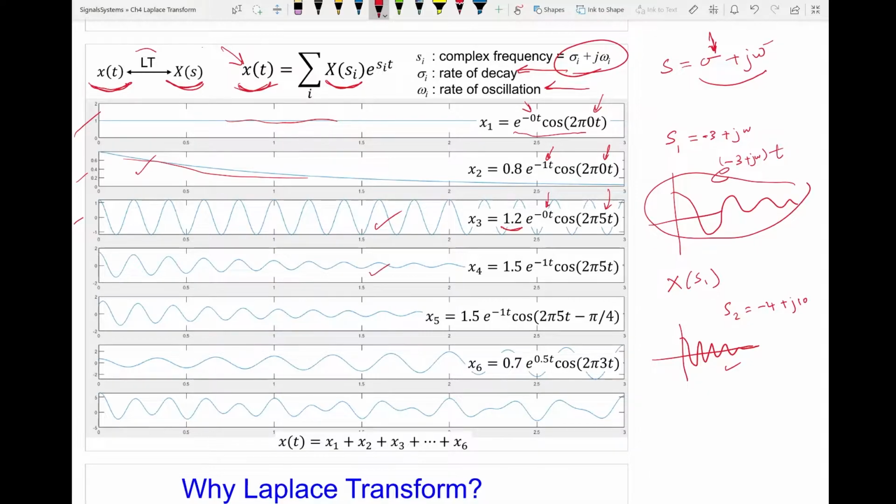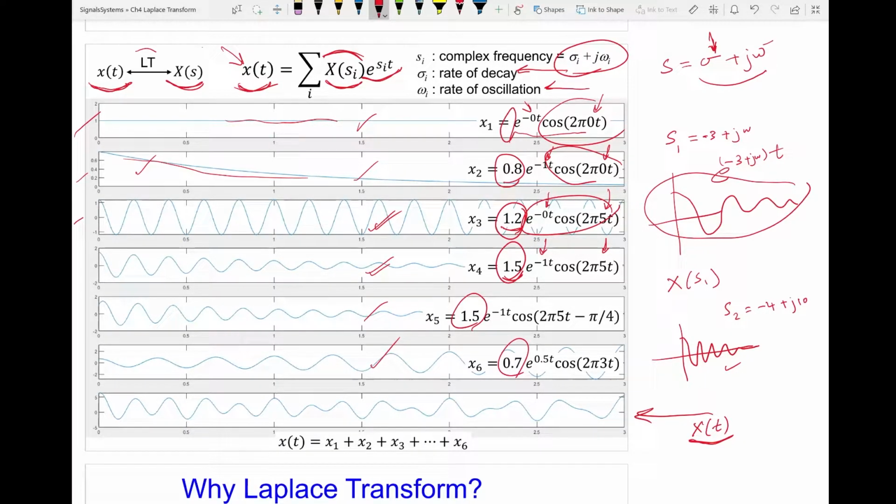And these signals here, you can think of it as sigma is -1 and omega is 5, and the strength of it is 1.5, and so forth. Now, if I add all these signals, I will get this signal, x of t. So now you can see x of t is a linear sum of these different exponentials, and each one of them has a different strength. This is strength 1, this is 0.8, this is 1.2, 1.5, 1.5, 0.7, and so forth. So that's the link between the Laplace domain and the time domain.